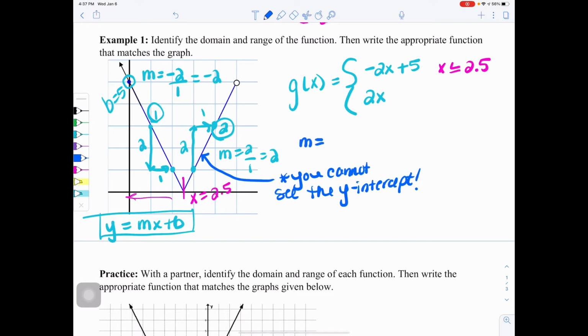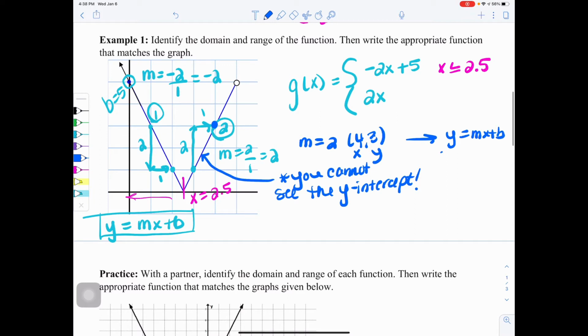So our slope is 2. And we need to pick 1 point off of the line to use. So I'm going to pick this point right here, which is (4, 3). That will be my x and my y. We are going to plug those things into y = mx + b, which is the setup for our equation of the line.